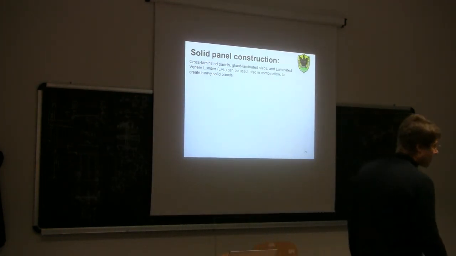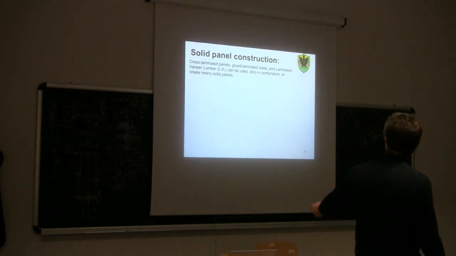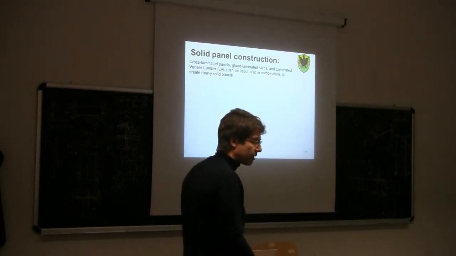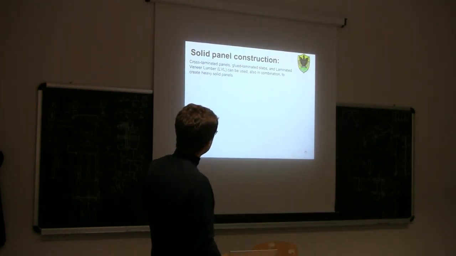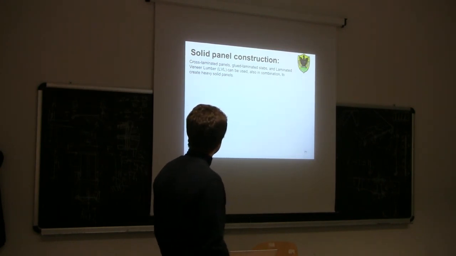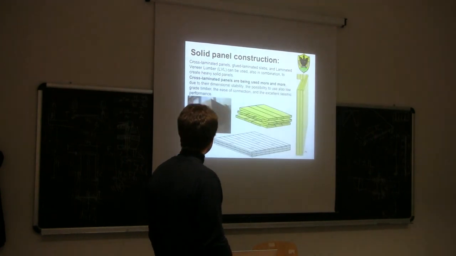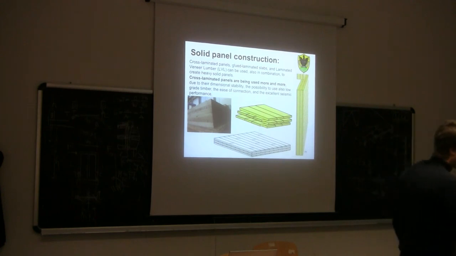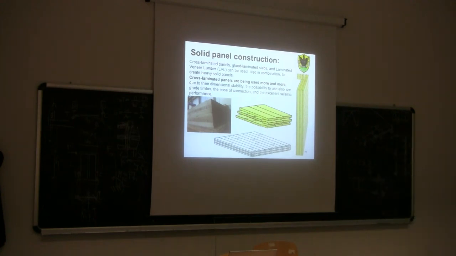The materials used in this case are cross-laminated panels. This is the largely used material nowadays for solid panels. Also glue-laminated slabs, and also laminated veneer lumber, which is not much used in Italy. They can also be used in combination to create a heavy solid panel. As I said before, cross-lam is by far the most used solid panel construction material nowadays in Italy and Europe.